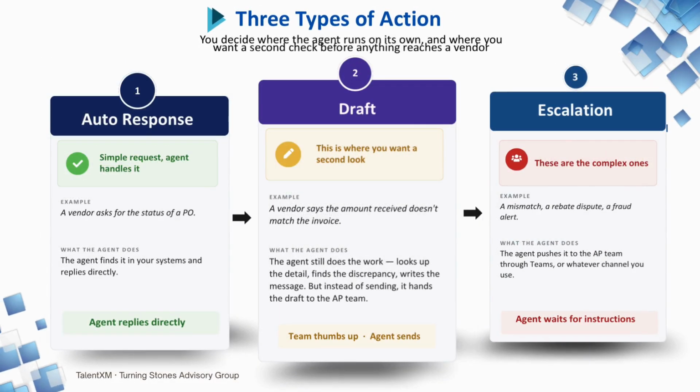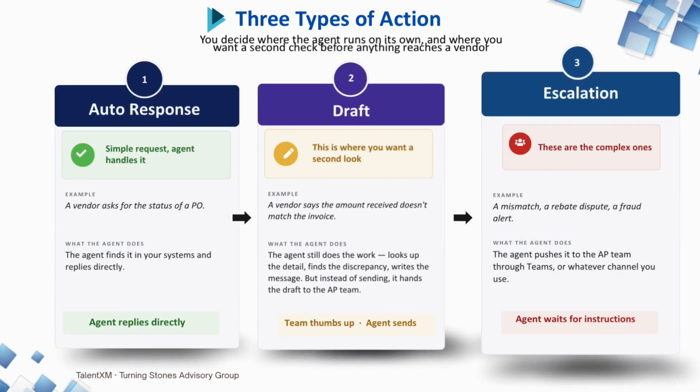Draft. This is where you want a second look. A vendor says the amount received doesn't match the invoice. The agent still does the work. It looks up the detail, finds the discrepancy, writes the message. But instead of sending, it hands the draft to the AP team. The team gives it a thumbs up and the agent sends it. Just a second look.